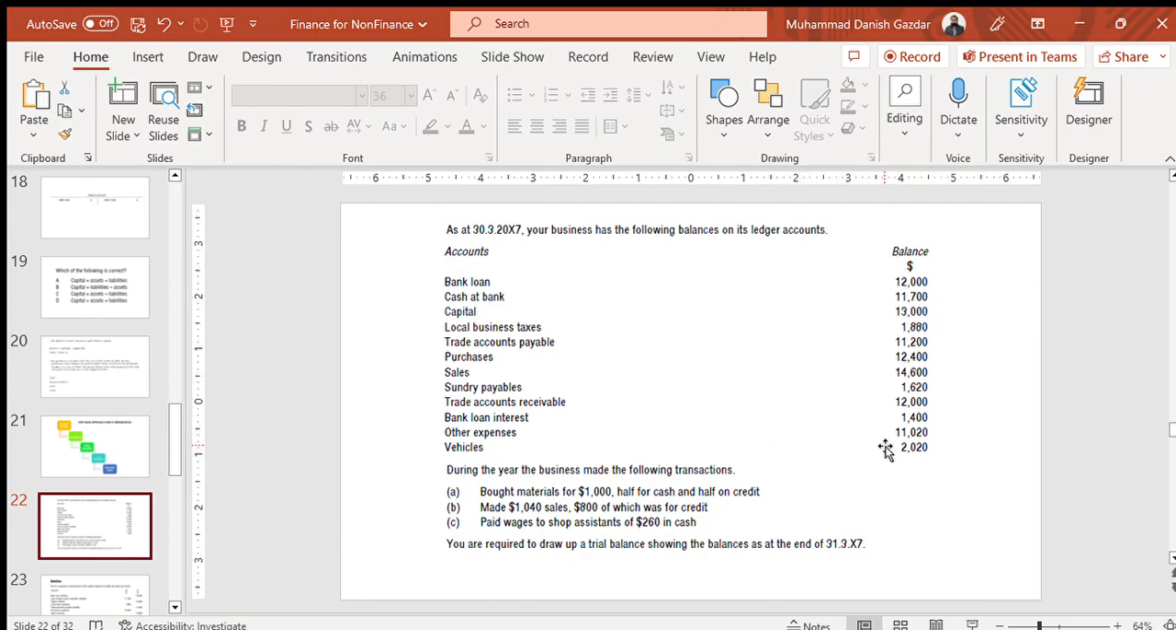How would you know that it is correct? The totals would be matching, the debit and credit would be matching. Then you need to pass these double entries, A, B, and C, and incorporate the changes of those double entries in the trial balance. So it would become an adjusted trial balance. Please take your time and attempt this question, and then we would look at the solution.